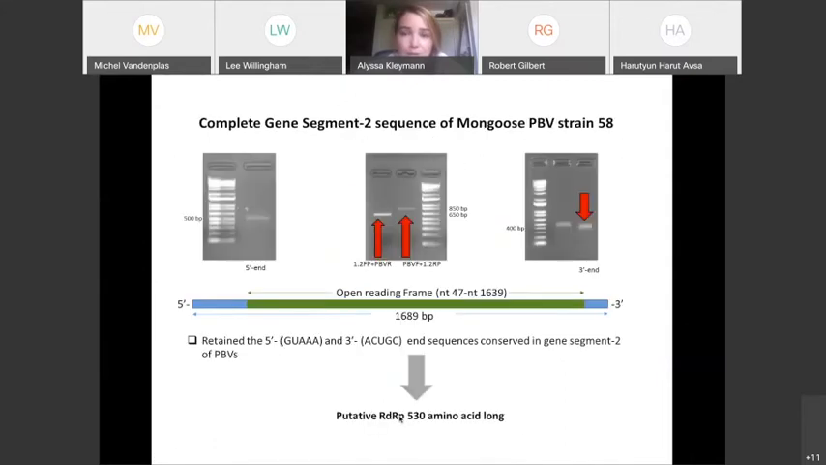Now this worked really well for strain 58. You can see here that the gene segment 2 was 1,689 base pairs. And it had an open reading frame that stretched from nucleotide 47 to nucleotide 1,639. And it also retained the 5' and 3' end sequences conserved in gene segment 2 of PBVs. And this encoded a putative RdRp of 530 amino acids long.